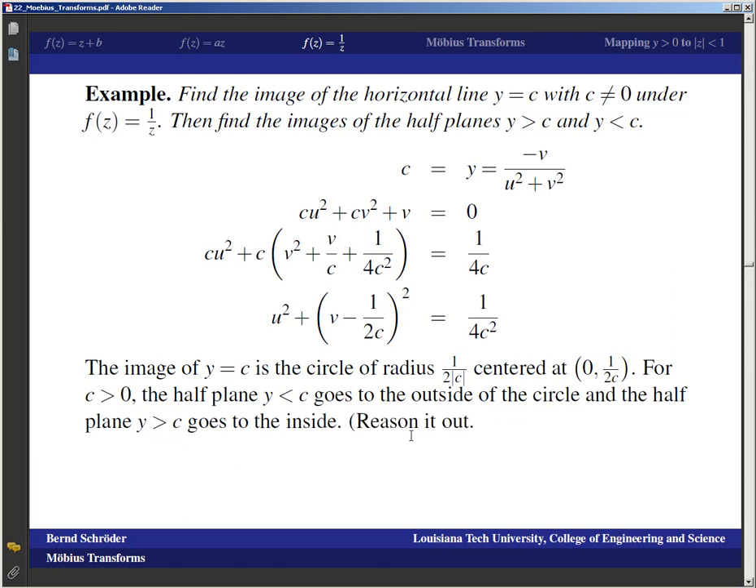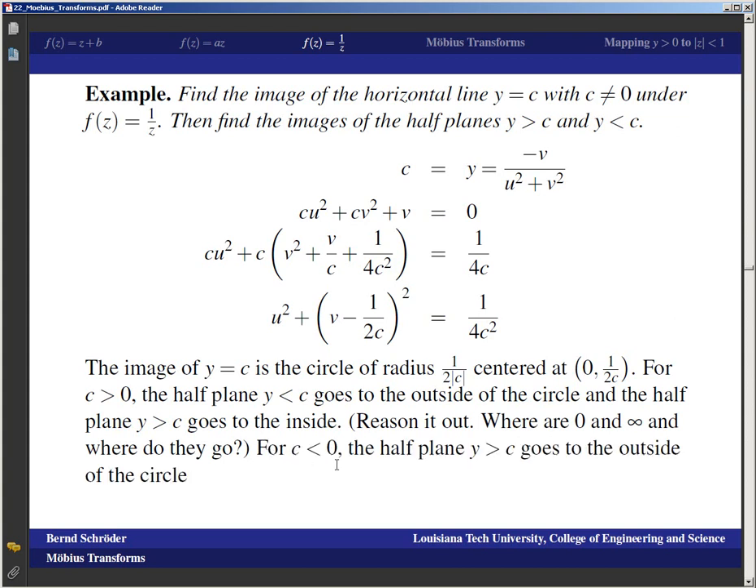That is something I would recommend to reason out carefully one more time. I've tried to verbalize it here, but basically the idea is you just need to find out where 0 and infinity are and where they are going. For c smaller than 0, the half plane y greater than c goes to the outside of the circle, because when c is smaller than 0, then 0 isn't in y greater than c, and that means that the half plane y smaller than c goes to the inside. So I guess we can just get away with figuring out where 0 goes. Sometimes you also have to consider infinity for half planes. That doesn't work too well because for half planes, of course, infinity can be considered to be in both of them.